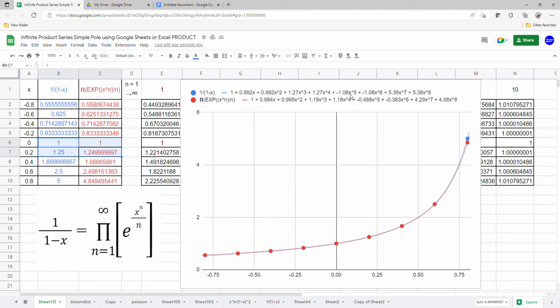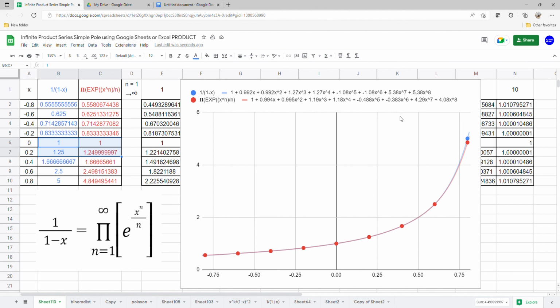Coefficient of x to the fifth, minus 1.08, minus 0.488. So there's an error. Coefficient of x to the sixth, minus 1.88, minus 0.383. And coefficient of x to the seventh, 5.38, 4.29. And coefficient of x to the eighth, 5.38, 4.08.